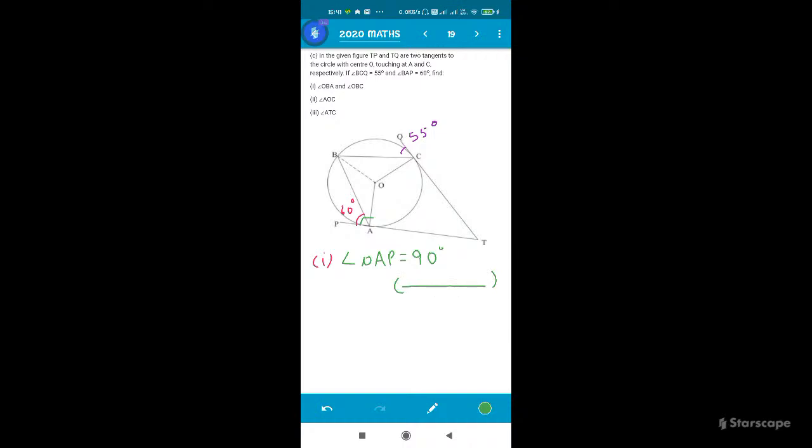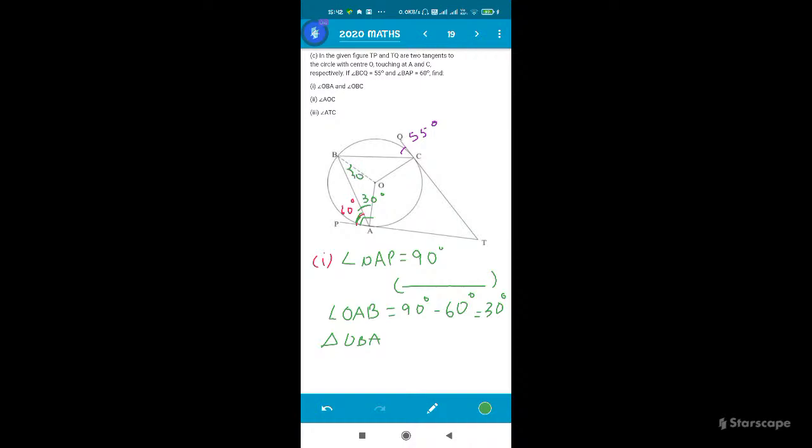So if the entire angle is 90 degree and a part of it is 60 degree, we can very easily find out the value of OAB, isn't it? So what will be the value of angle OAB? Angle OAB will be equal to 90 degree minus 60 degree, that is 30 degree. So the value of angle OAB is 30 degree. Now if you consider the triangle OBA, in triangle OBA, both OA and OB are the radius, that means they are equal. So as a result, if angle OAB is 30 degree, angle OBA will also be 30 degree.